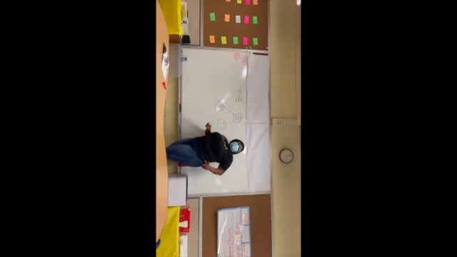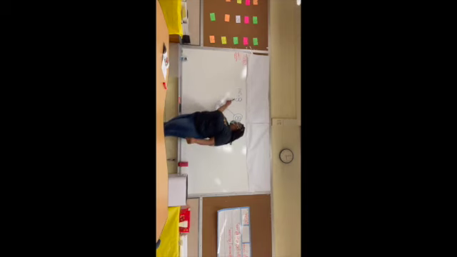So, Ethan, let's read this sentence again. Eight subtract seven equals one. Good job. Eight minus seven equals one. Is that correct? Is that what our number bond says? No. What does our number bond read? Eight. Pause. Say it again.